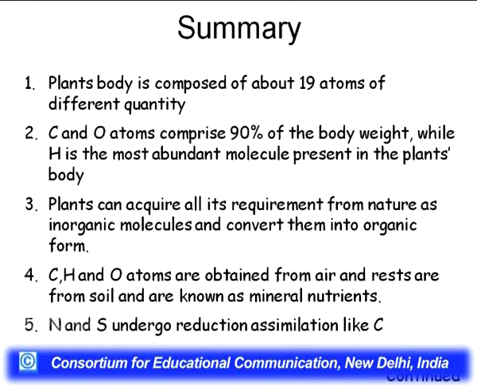and I will give you a summary of what I told you in today's class and also the previous class. In the summary, if I mention a few points, the first point I told you is that a plant's body is composed of 19 atoms in different quantities, and the quantity can range from 60 million hydrogen to 1 molybdenum, so that much of a difference.